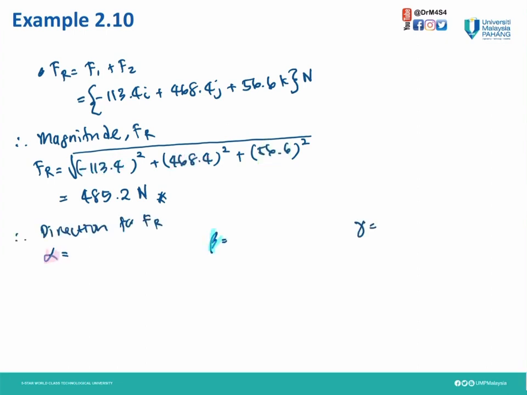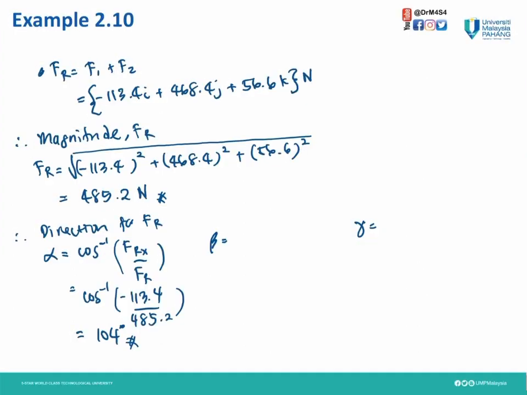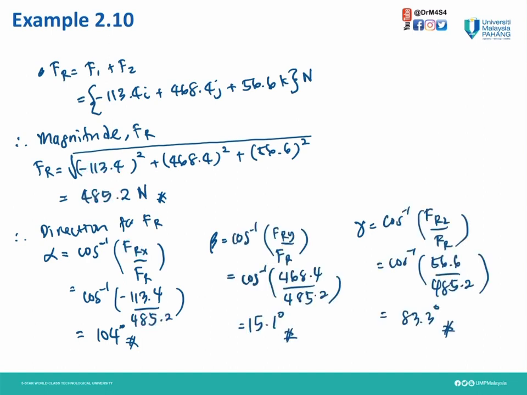Next, we need to determine the direction of the resultant force: alpha, beta, and gamma. For alpha, it is cos inverse of FRX, negative 113.4, divided by the resultant force magnitude, which is 485. So we get the angle for alpha is 104 degrees. Do the same for beta and gamma, and we get beta is 15.1 and gamma is 83.3 degrees.